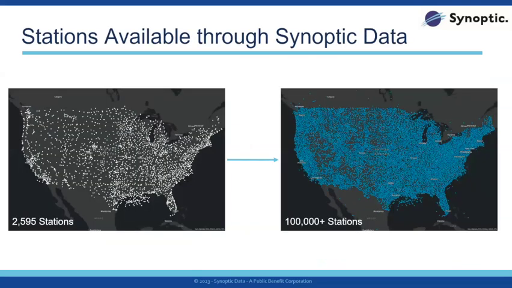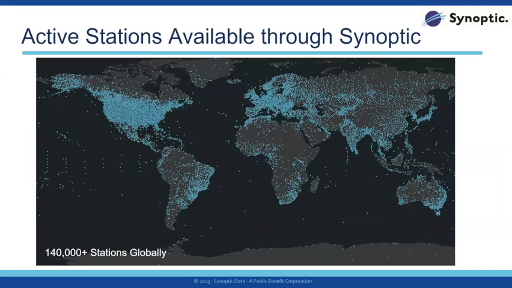Again, Synoptic's mission is to fill in those gaps. Right now we're looking at the US, and on the left-hand side is the AWOS network that NOAA maintains, and then we're filling in those gaps, taking 2,500 stations to over 100,000 stations. And again, 140,000 stations globally. We're looking to fill in these gaps, especially in Africa and South America. We do have lots of great networks in the US with great coverage, but we're looking to fill in those other gaps.